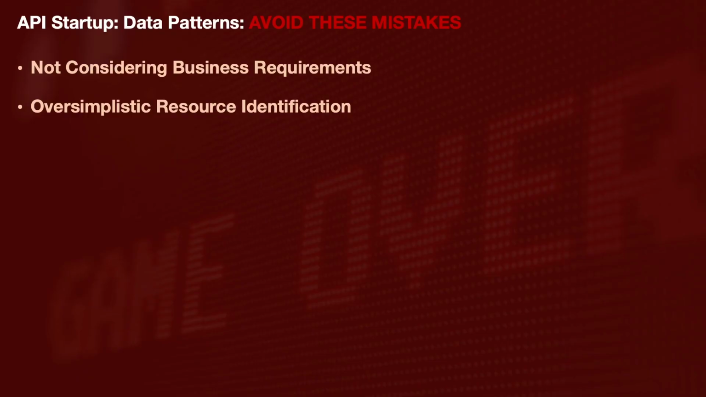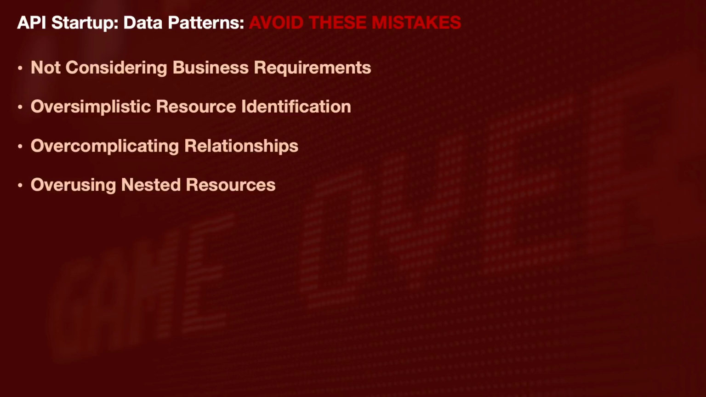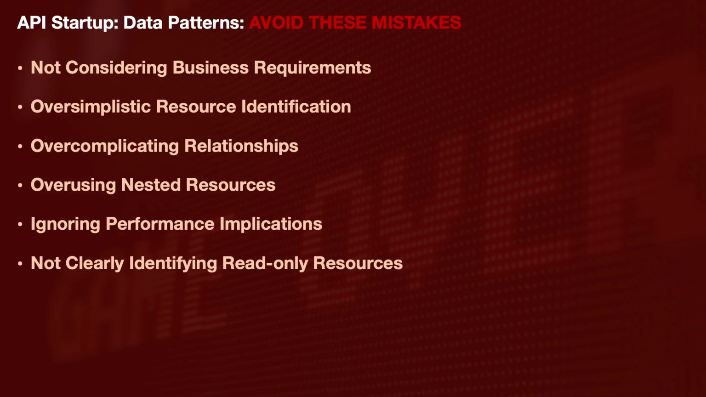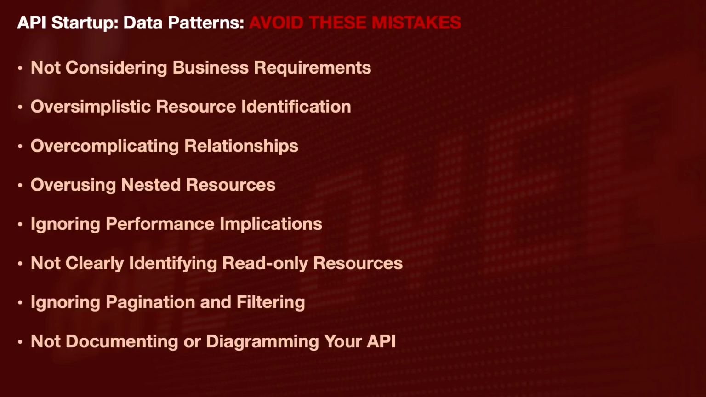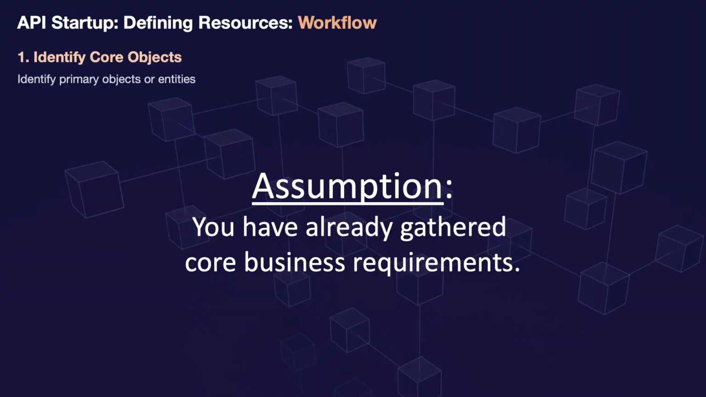Before we start with data modeling, let's just keep in mind to avoid these mistakes. Not considering business requirements. Oversimplistic resource identification. Overcomplicating relationships between the resources. Overusing nested resources, ignoring performance implications, not clearly identifying read-only resources, not documenting or diagramming your API, ignoring pagination and filtering.